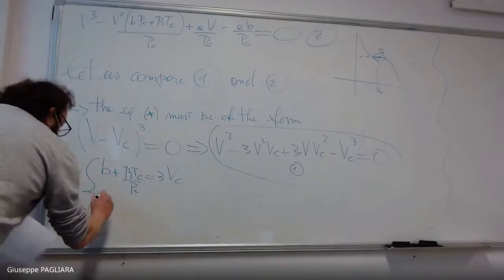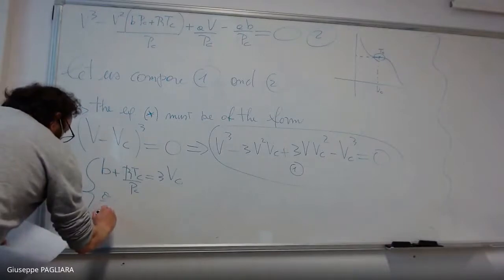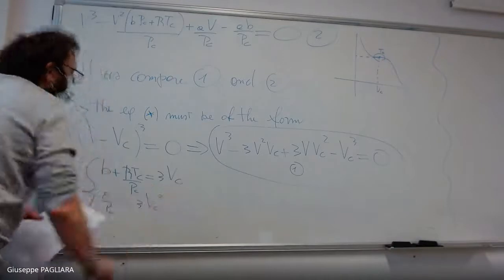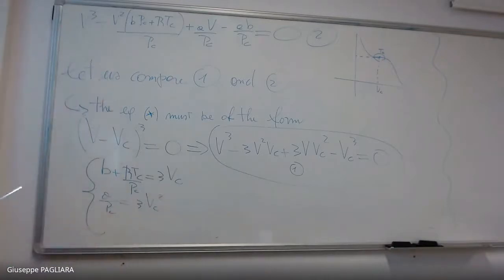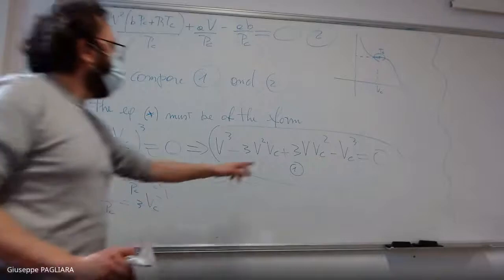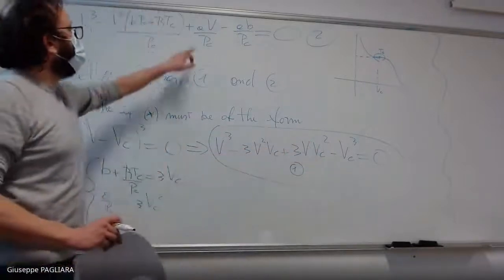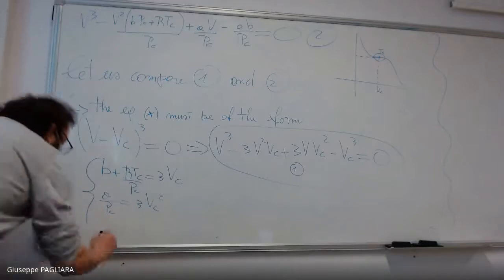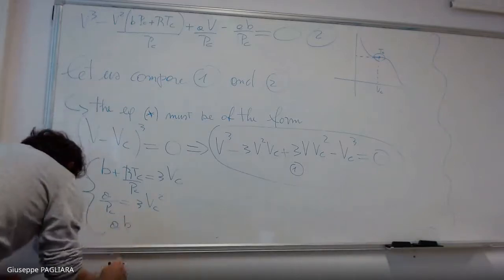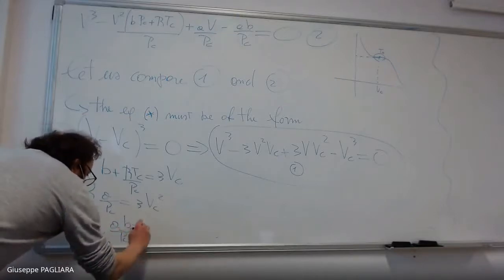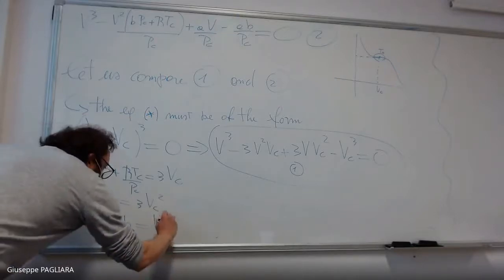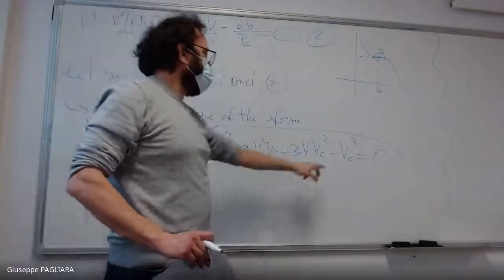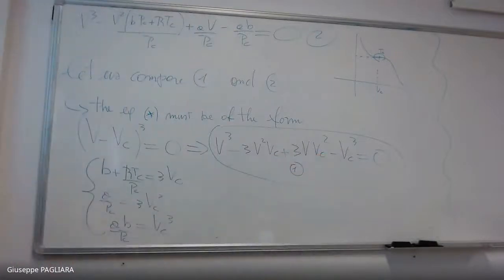Then we have that A divided by PC is equal to 3VC squared. Let me see if this is correct. 3VC squared must be equal to A divided by PC. And finally, the final equation is that AB divided by PC is equal to VC cubed, which is just this. AB divided by PC is equal to VC cubed. Okay.